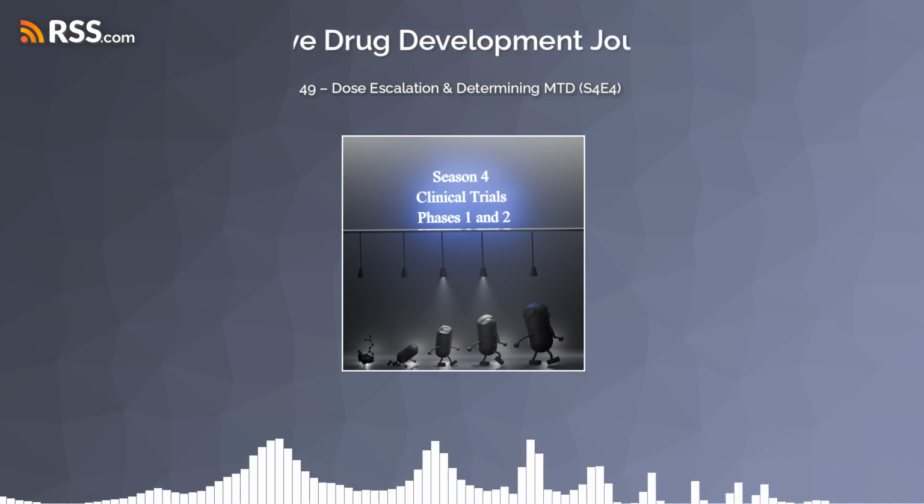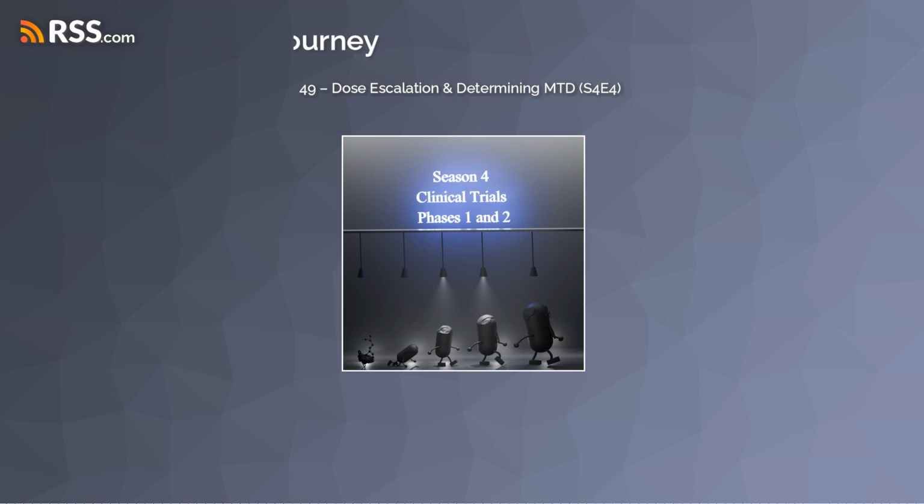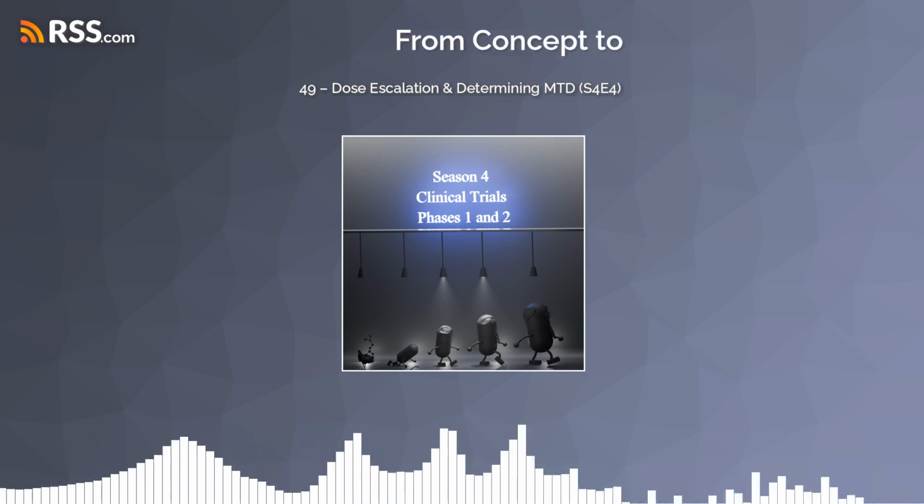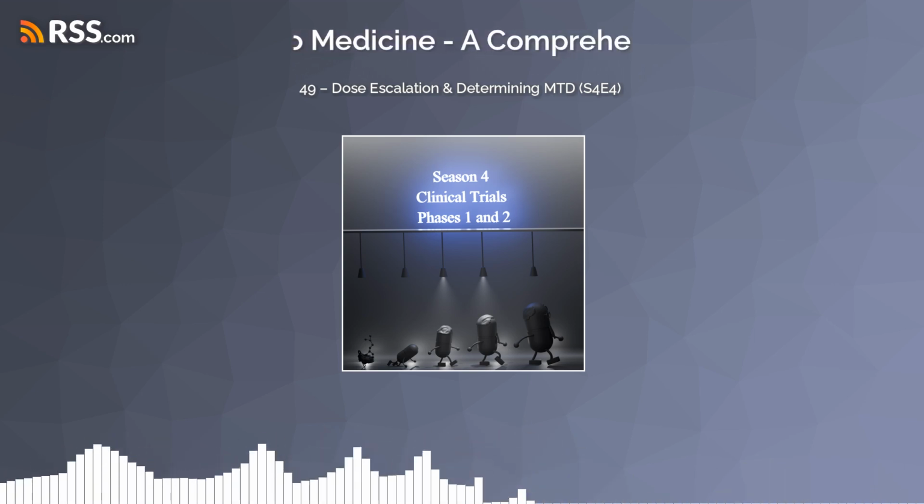Their main concern was blood-related toxicities, particularly a condition called thrombocytopenia. It's a low platelet count. Oh, that sounds pretty serious. So what did they observe as they gradually increased the dose? Did the frequency or severity of these toxicities increase?